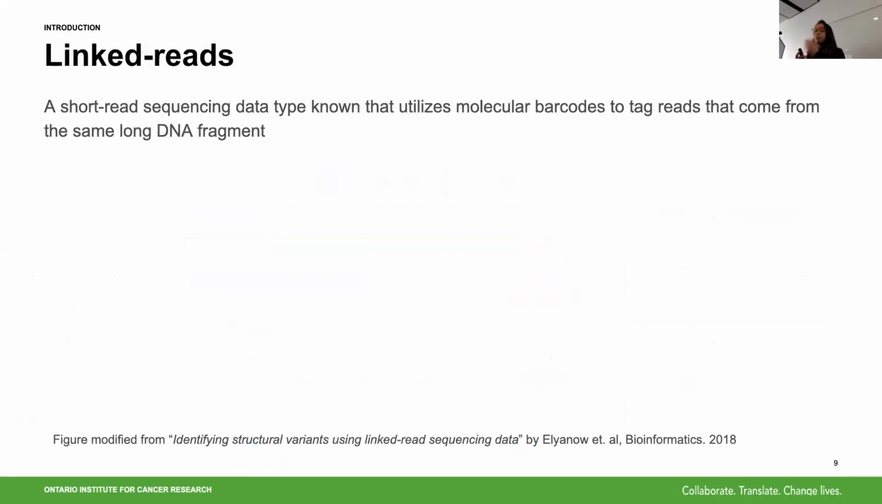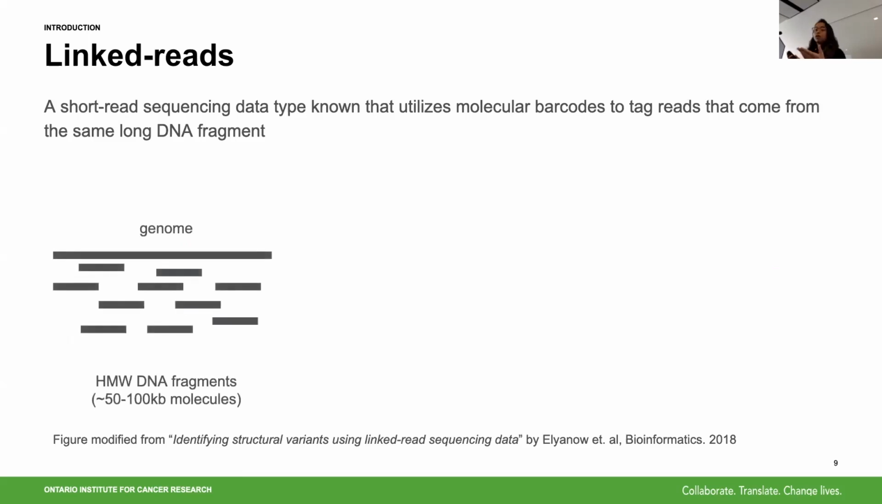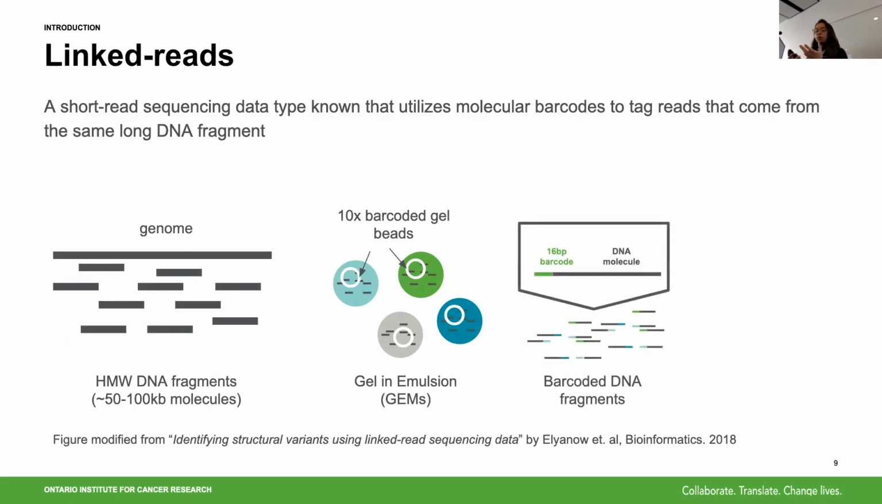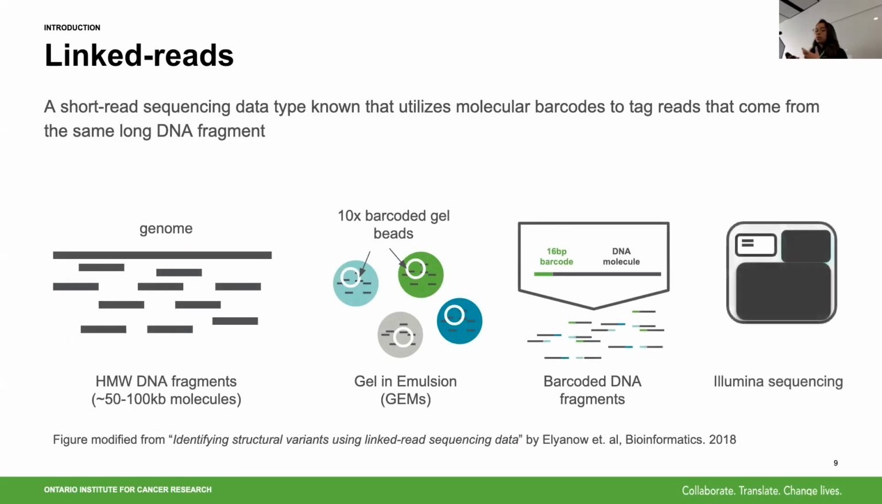So 10x Genomics generates linked reads, and they're a short read sequencing data type at its core. What's cool about them is they utilize molecular barcodes, which allows us to derive which DNA fragment a read comes from. And so the way that it works is we break up the genome into high molecular weight DNA fragments of about 50 to 100 kilobases. Using their microfluidics device, we're able to get these high molecular weight DNA fragments into these gel beads, which have these barcodes. We end up with barcoded DNA fragments, and we pass it off to a short read sequencer.